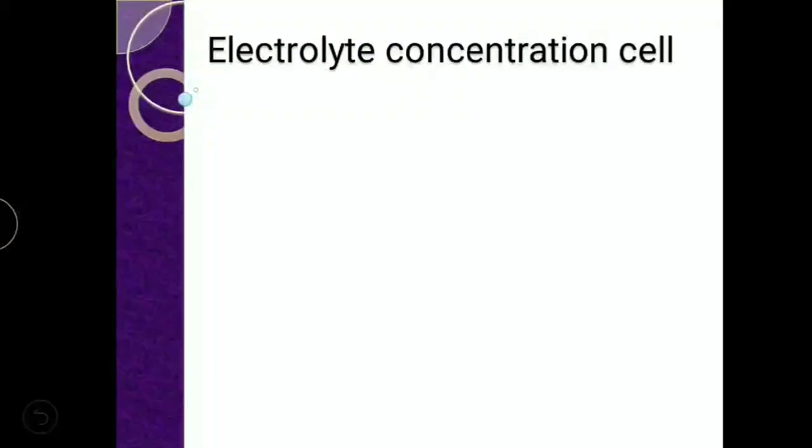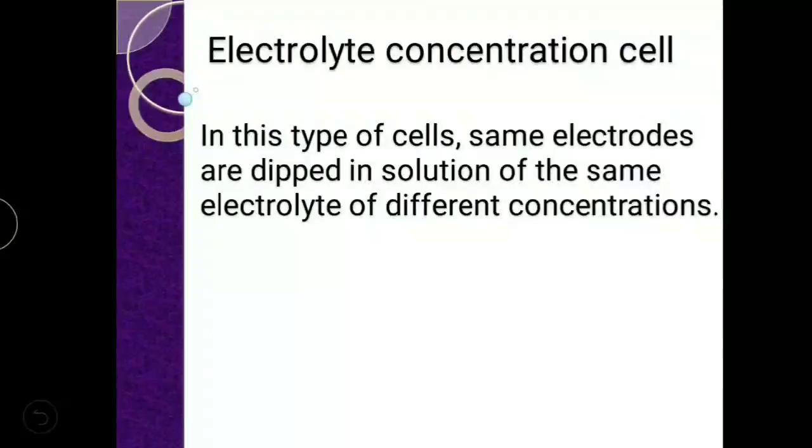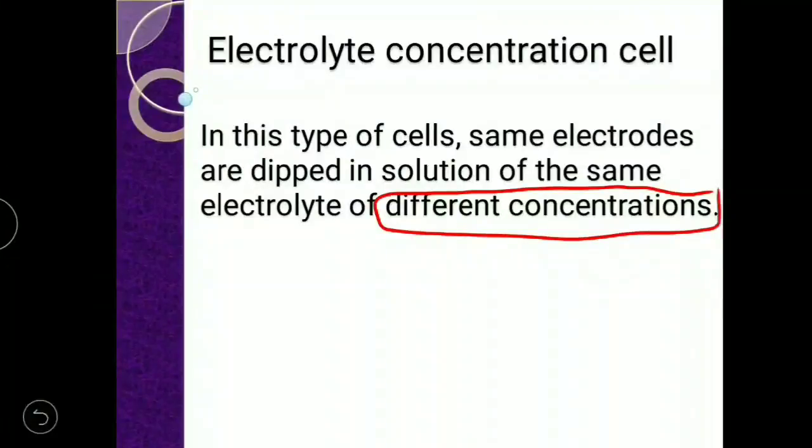First of all, let us see about the electrolyte concentration cell. In this type of cell, the same electrodes are dipped in a solution of the same electrolyte but with different concentrations. Both the electrodes, both anode and cathode, are made up of the same material and both are placed in a solution of the same electrolyte, but the concentrations of the electrolytes in which these electrodes are dipped are different. Such a galvanic cell is called an electrolyte concentration cell.